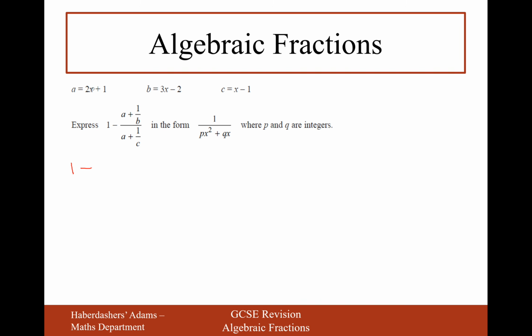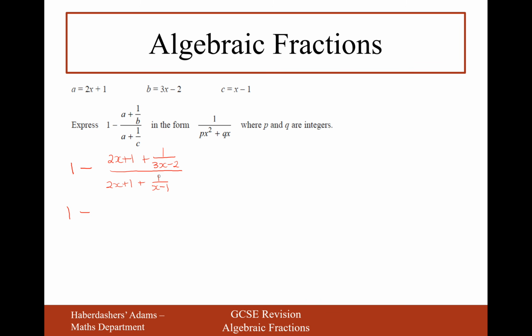It's going to be 1 minus a, which is on the top of the fraction, 2x plus 1, plus 1 over b, that's 3x minus 2, all over a, that's again 2x plus 1, plus 1 over c. That's that. Okay, so what we need to do is first sort out the top and sort out the bottom.